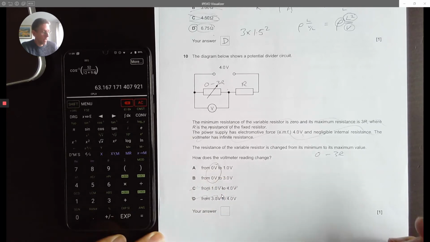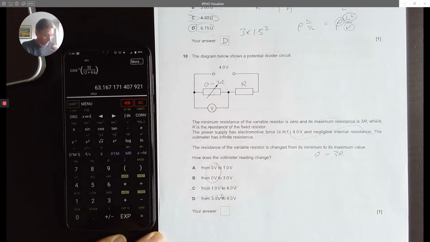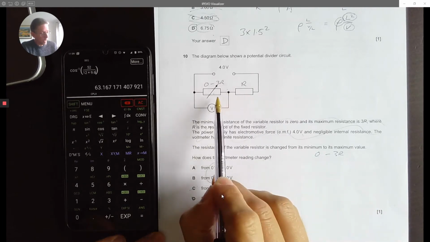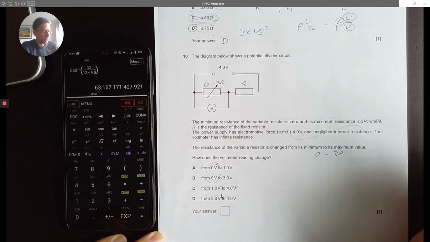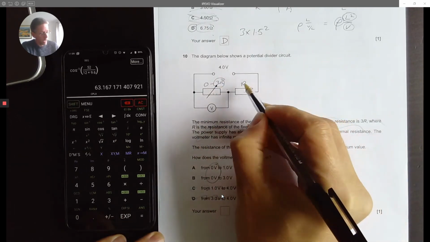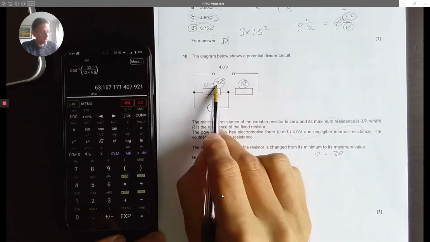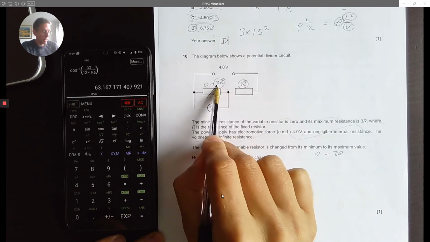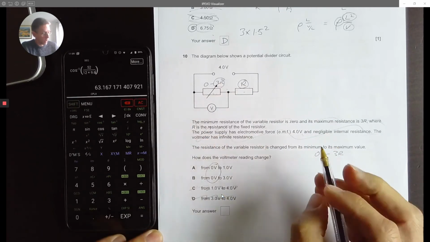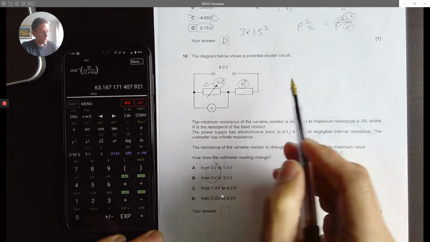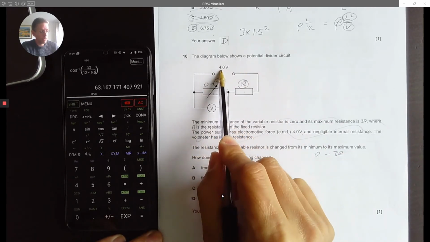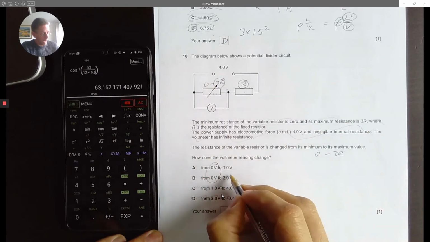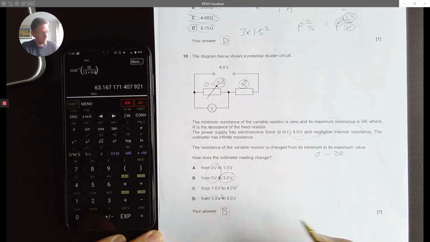And then what does it go up to? Well, remember, each resistor gets its share of the potential difference. So when this is 3R, and this is R, the total resistance is 4R, and this is 3R of it, so it's going to get 3/4, 3 out of 4, 3/4 of the PD. So 3/4 of 4 is 3, and so it's going to be that one, and our answer is B.